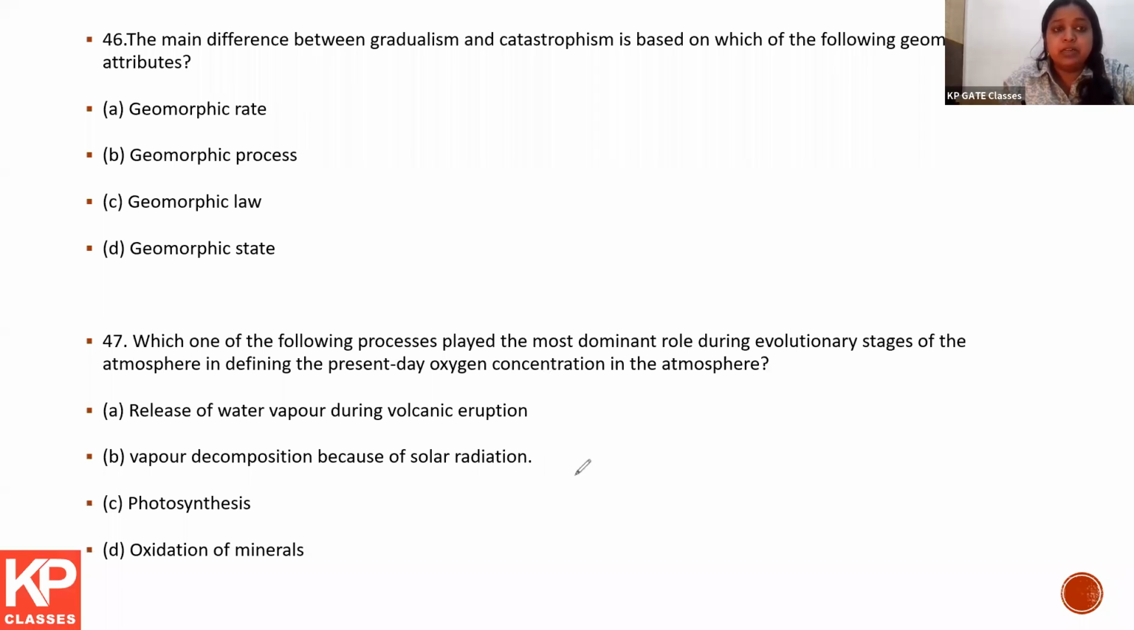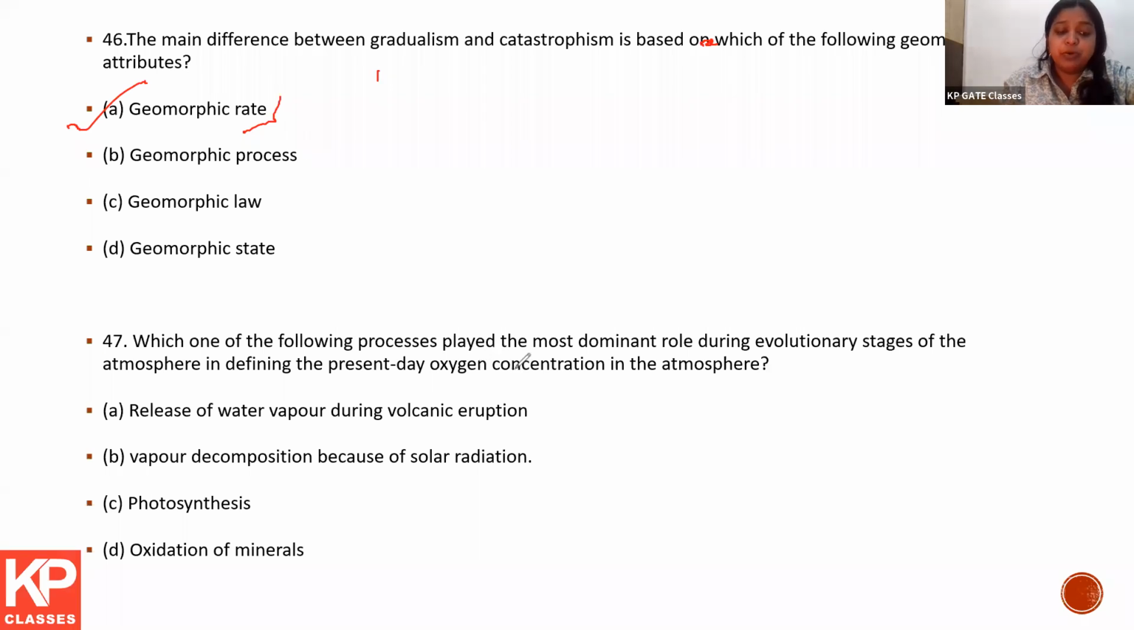The main difference between gradualism and catastrophism is based on which one of the following geomorphic attributes? The answer is geomorphic rate. So based on geomorphic rate, the difference between gradualism and catastrophism is defined.